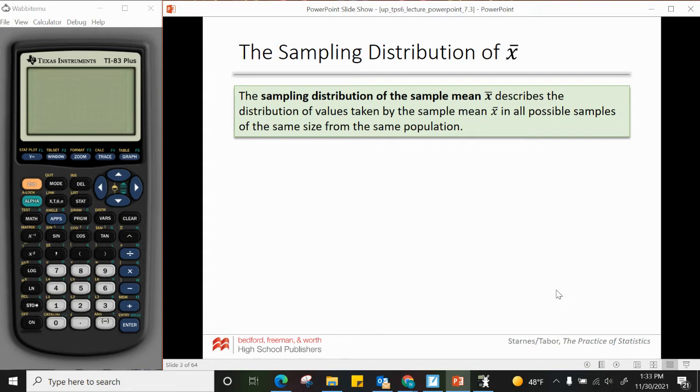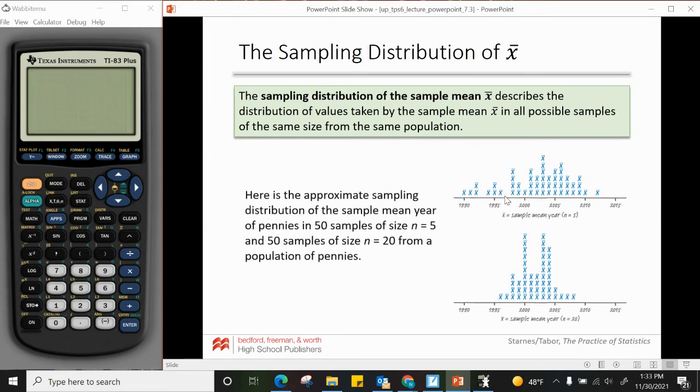So the sampling distribution of x bar, which is the sampling distribution of the sample means, describes the distribution of values taken by the sample mean x bar in all possible samples of the same size from the same population.